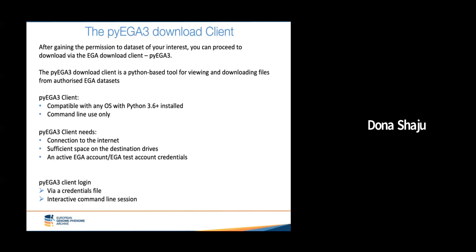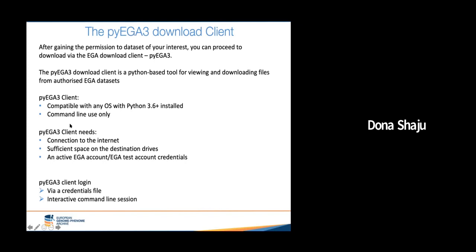So from the name itself, it's a Python-based tool for viewing and downloading files from authorized EGA datasets. So the Python client is compatible with any operating system, and you should have Python 3.6 or higher versions installed. And the Python client only supports command line use.